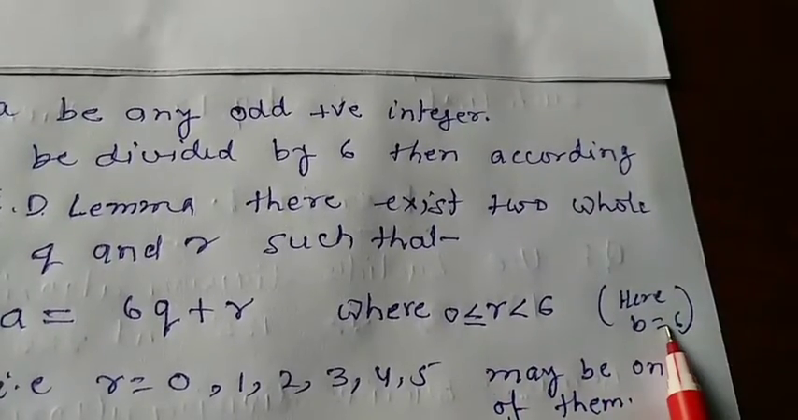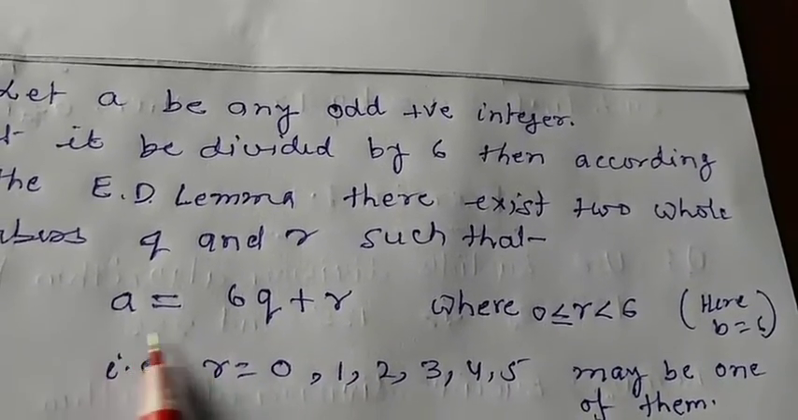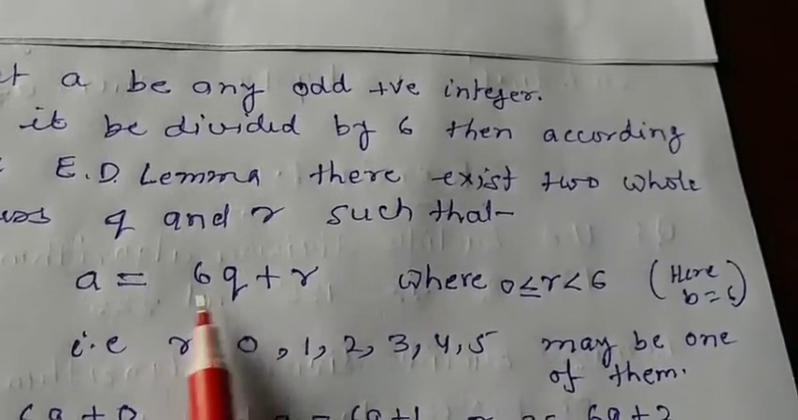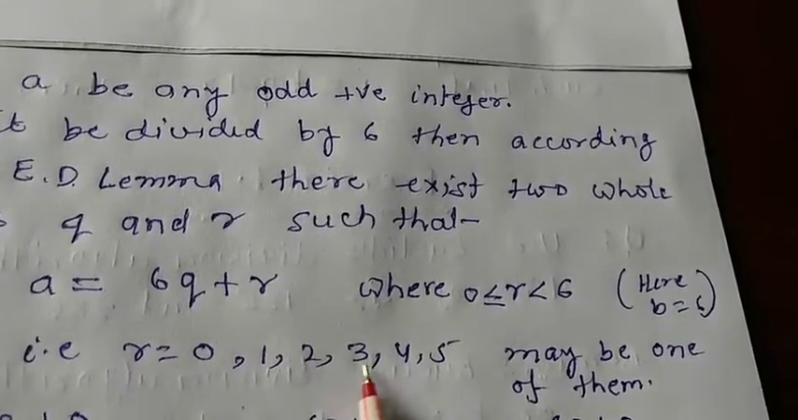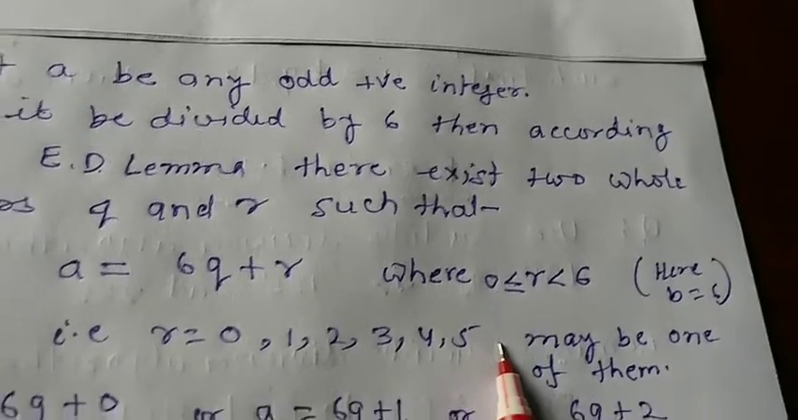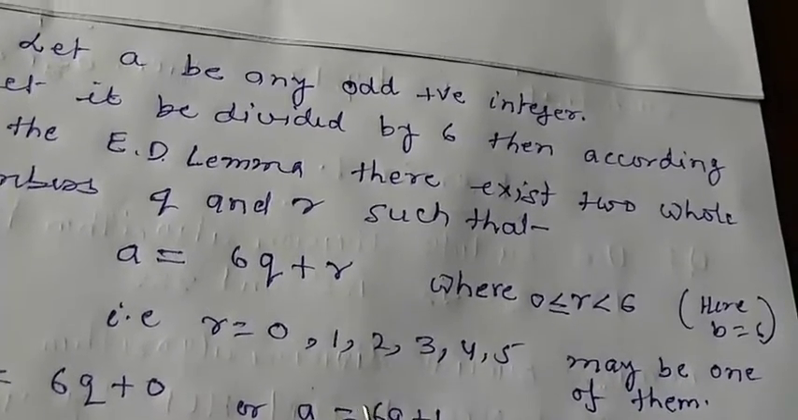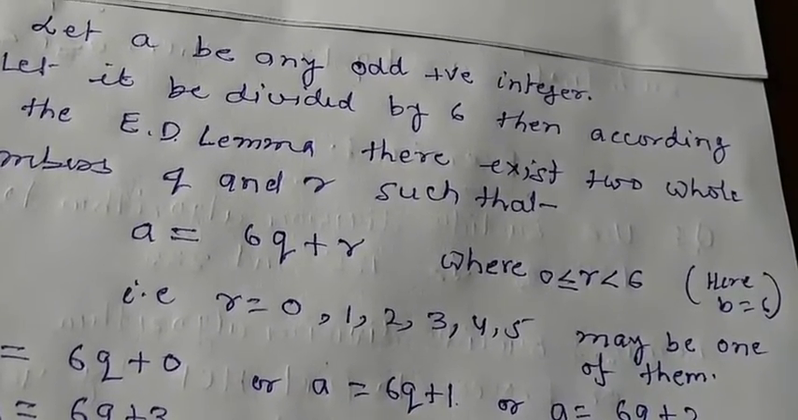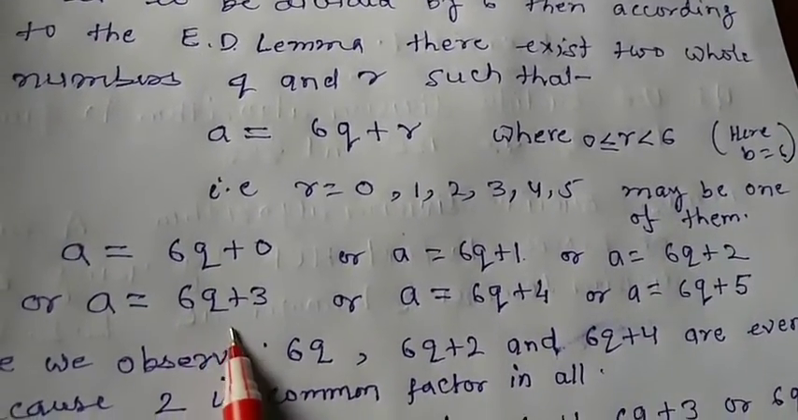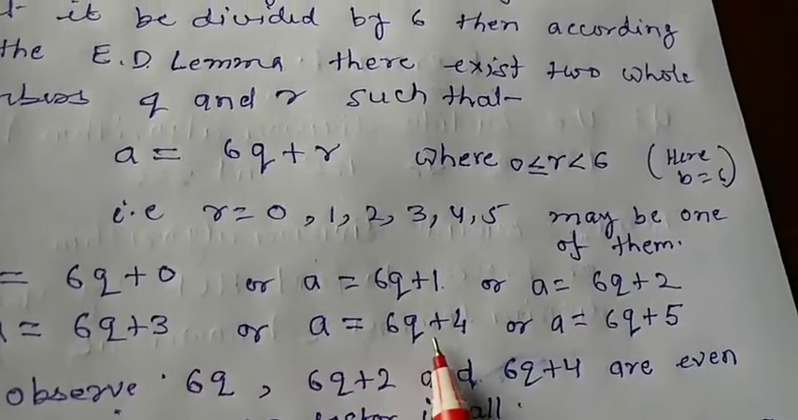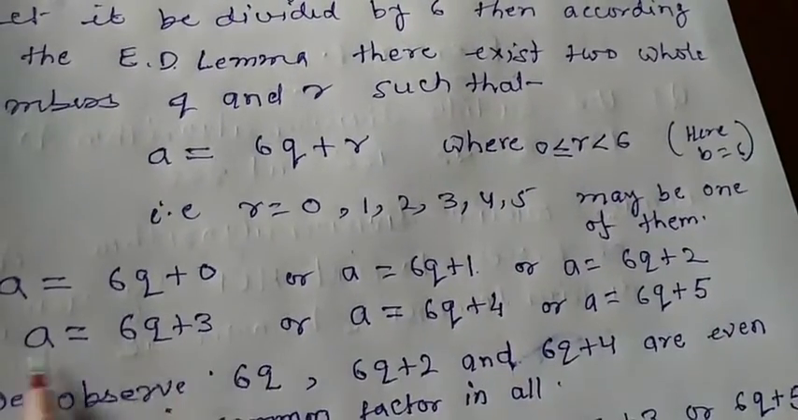Here b is 6. Now we have divided a by 6, so the remainder will be less than 6. So r may be 0, 1, 2, 3, 4, or 5. So we can write a as 6q plus 0, or 6q plus 1, or 6q plus 2, or 6q plus 3, or 6q plus 4, or 6q plus 5. All this we can write.